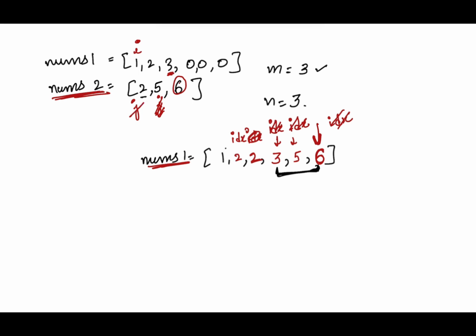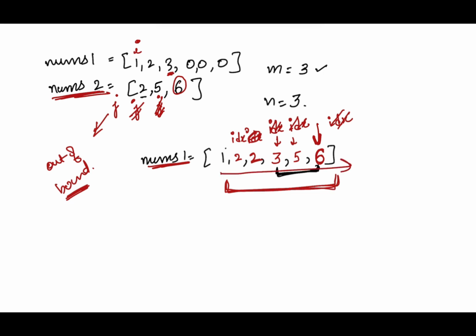Now this j decrements by 1 and it will go out of bound, and here we will end our function. So this is the final sorted array. You can see 1, 2, 2, 3, 5 and 6. We have merged these two arrays into one single array and it is sorted.